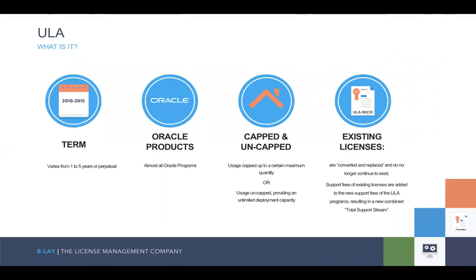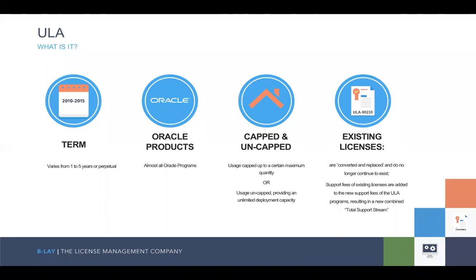So with a ULA, you're actually terminating your individual database contracts in my example, and that support stream related to those individual database contracts becomes one big total support stream that is part of the ULA. That is an important thing to keep in mind, because before you enter into such a ULA, you may have had, let's say, 10 or 15 separate orders with separate CSI numbers that, the moment you go into a ULA, are no longer existing.